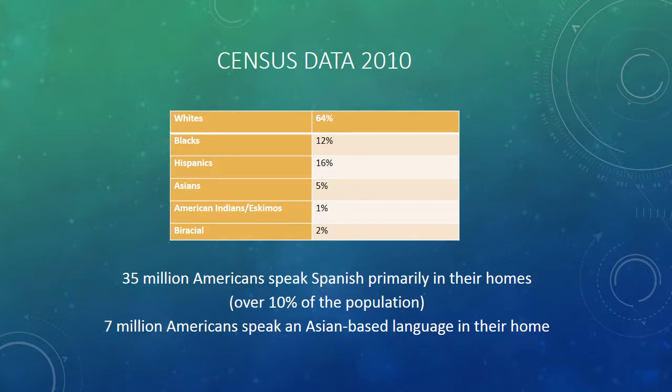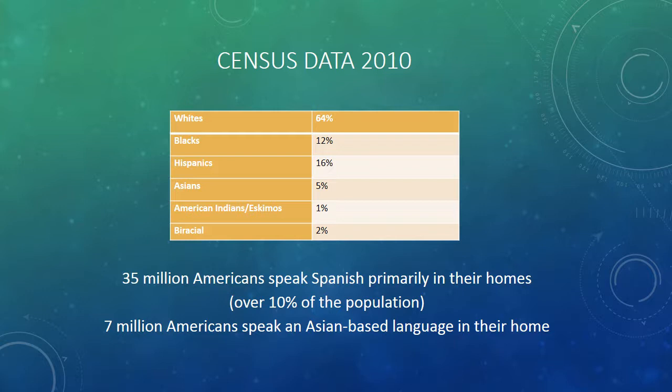So here's the census data from 2010, and the next time the census is coming out is 2020. So we'll get some more information in a few years. 64% of the population in the United States is identified as Caucasian or white. 12% for African Americans or blacks, 16% for Hispanics, 5% for Asians, 1% American Indians and Eskimos, and 2% are self-identified as biracial, meaning mom might have been African American and dad was Asian.